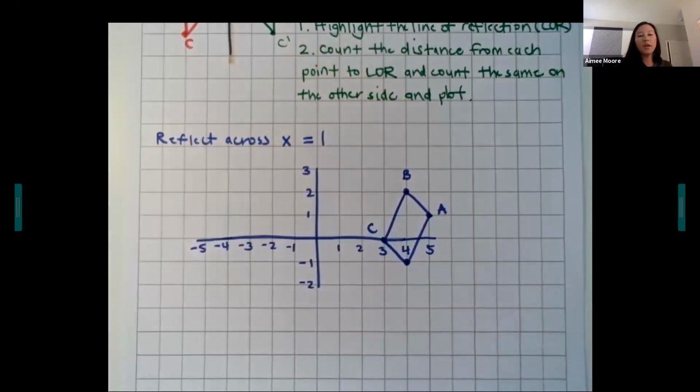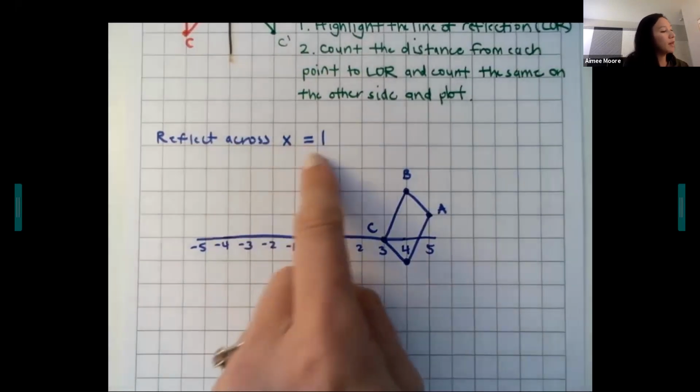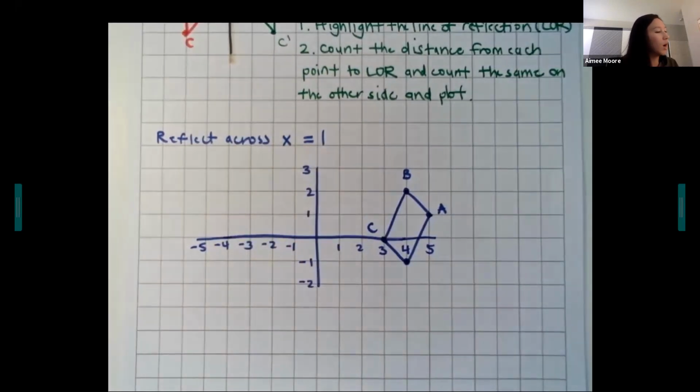Okay, so you're going to be given that. And then now we need to reflect it across x equals 1.